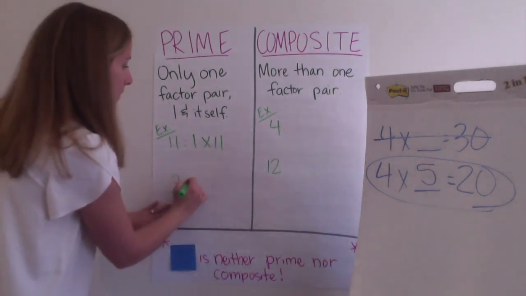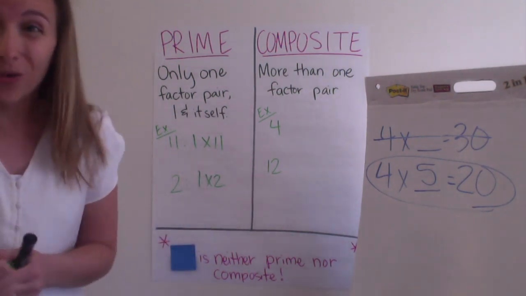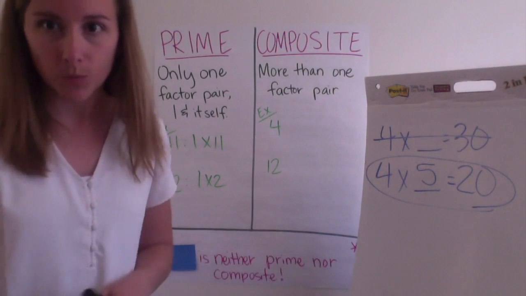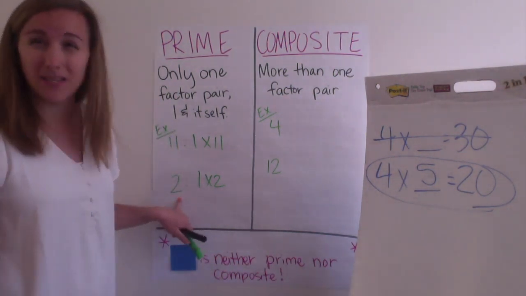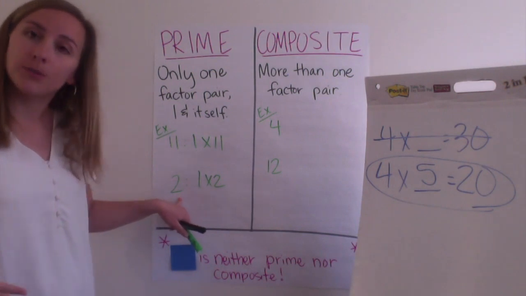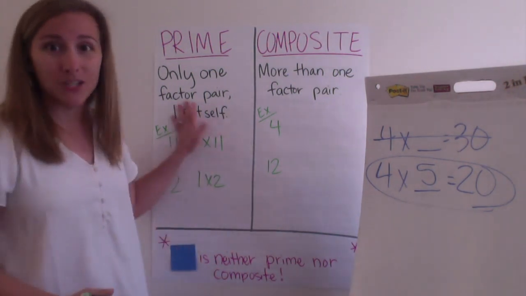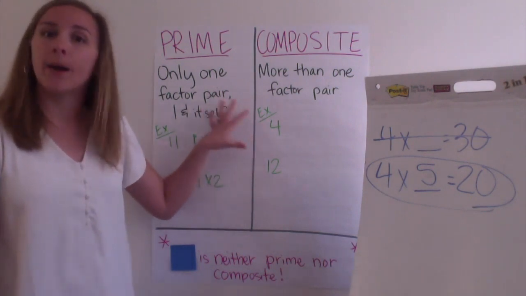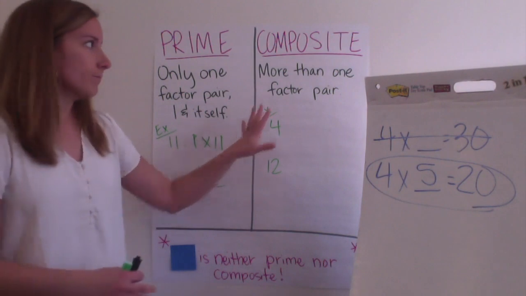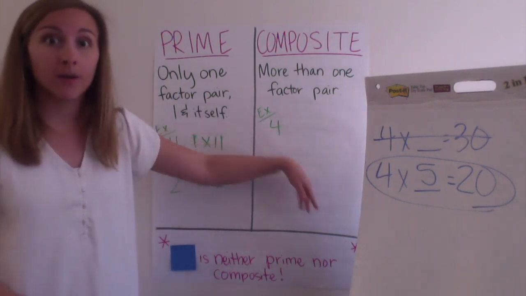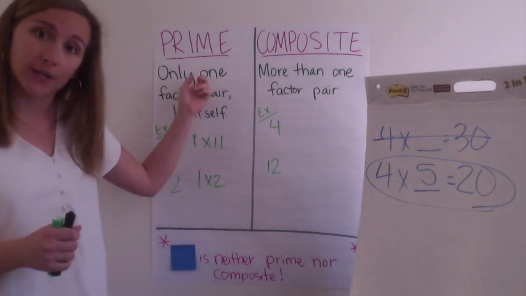Now it's the same thing with 2. 1 times 2 is the only way to multiply, or 2 times 1, to get 2 as your product. So that means it's prime. What's cool about 2 is that it's the only even prime number. What I like to remind my kiddos of, it's not about even or odd with prime and composite. You can have an odd composite number or an odd prime number. It's not about even or odd, it's about the number of factor pairs.